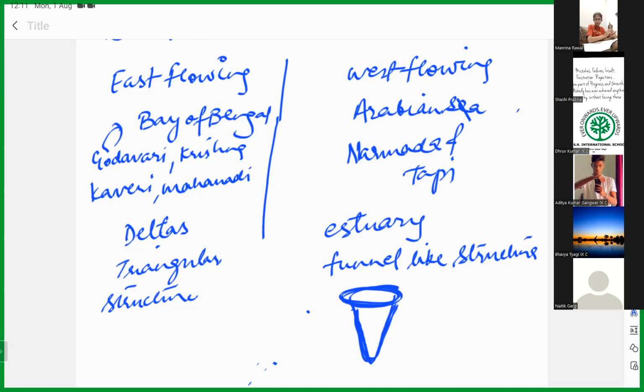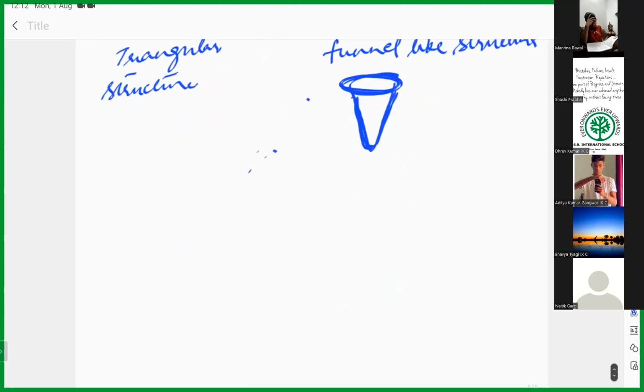Yes, ma'am. Okay. See, sometimes you get in exams the question: what is the difference between east flowing and west flowing peninsular rivers? So you have to remember that both directions are different, the larger water body in which they merge is different, plus they form different structures. One forms an estuary and the other forms deltas, right? Yes. Okay, perfect.